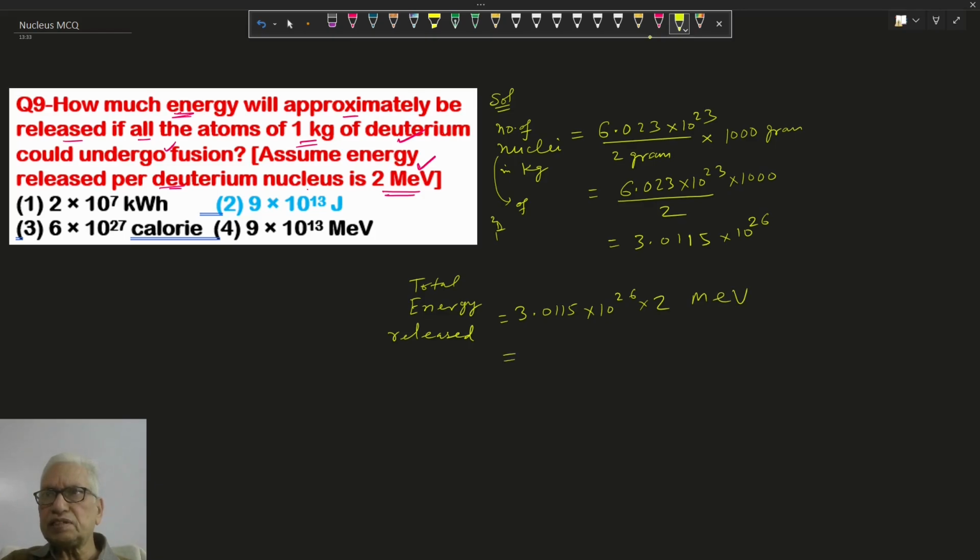If we convert into joule, then 3.0115 × 10^26 multiplied by 2 million electron volt, converted to joule by multiplying with 1.6 × 10^-13 joules. After solving, it is roughly 9.60 × 10^13 joules. Here it is 9 × 10^13 joules approximately. This is matching with the answer, option 2. So here option 2 is correct.